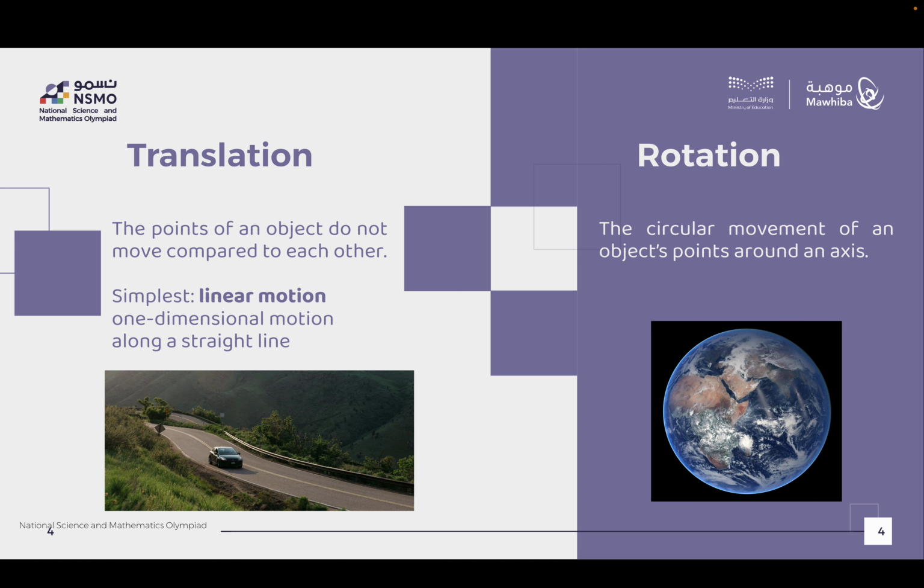Rotational motion means the circular movement of an object's points around an axis. Think, for example, about the rotation of the Earth around its axis, which causes the cycle of day and night. Now we will only study linear motion, leaving the other kinds to a later time.